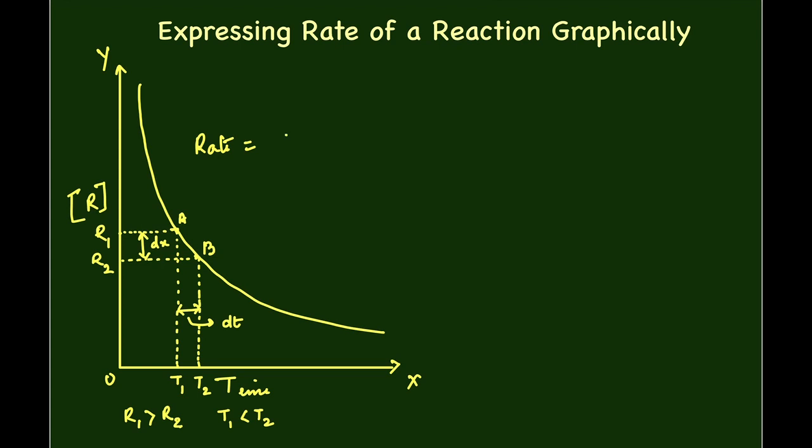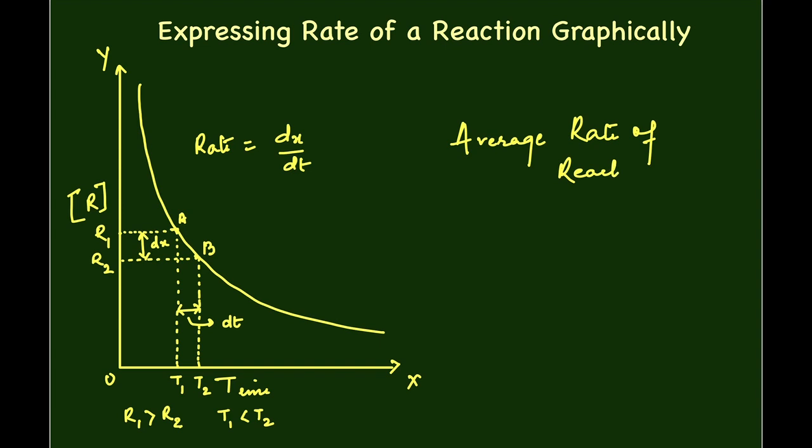So rate will be equal to dx by dt. That is how we express the rate of a reaction graphically, and this is called the average rate of reaction. This mathematical method of calculating the rate gives us an average rate of reaction.